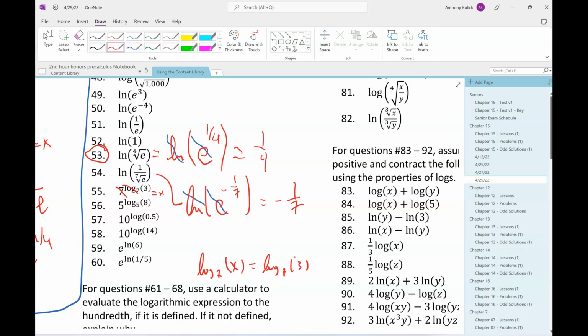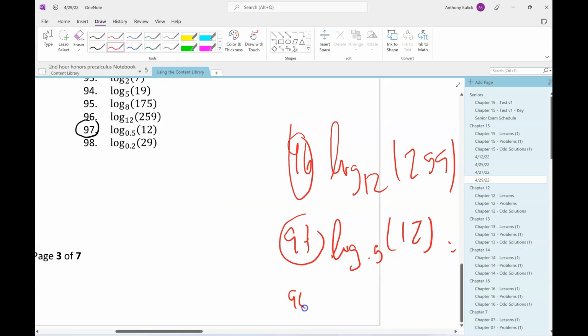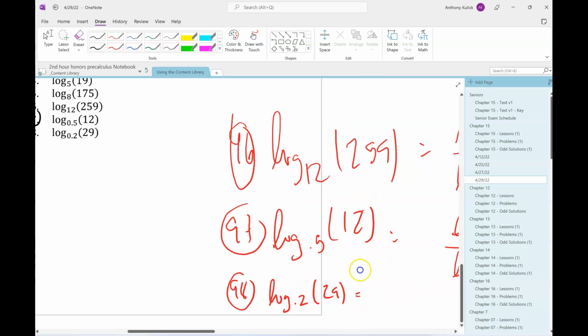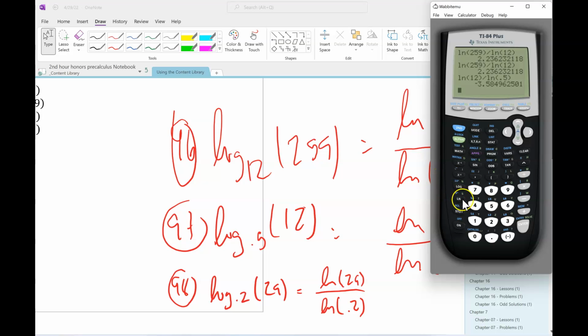Maddie? Number 98. It's the same as 97 and 96. I can pick any log I want. I would pick the natural log. So I would just do natural log of 29, the argument, divided by natural log of 0.2, the base. And then I just type that into my calculator. And I'm done. No big deal, right? Cool.